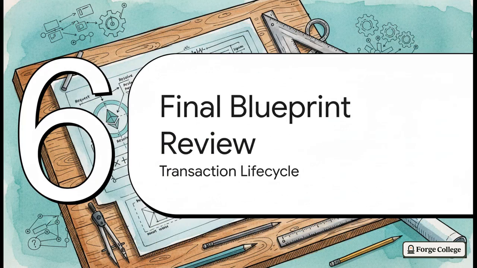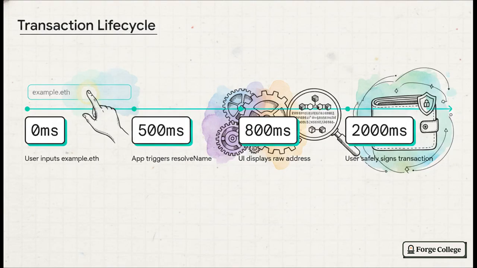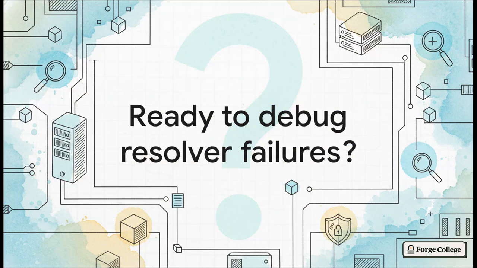Section 6. Final Blueprint Review. Let's step back and look at our fully assembled transaction lifecycle. At 0 milliseconds, the user inputs example.eth. At 500 milliseconds, our debounce timer finishes, which triggers the read-only resolve name function. By 800 milliseconds, the network responds, and our UI instantly updates to display the underlying raw address for visual confirmation. Finally, at 2000 milliseconds, just 2 seconds later, the user confidently clicks send. We have literally transformed back-end convenience into highly visible, actionable trust. And there you have it, the schematics for an incredibly intuitive Web3 interface.